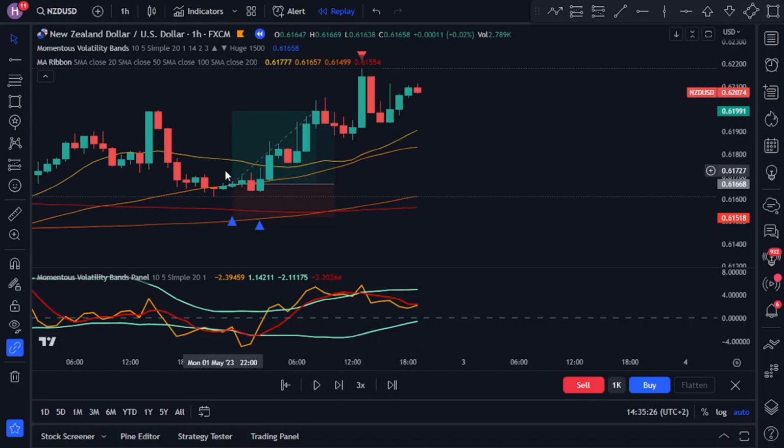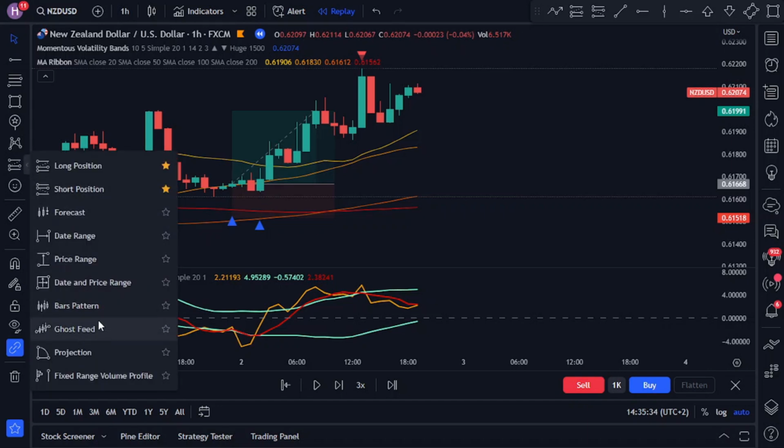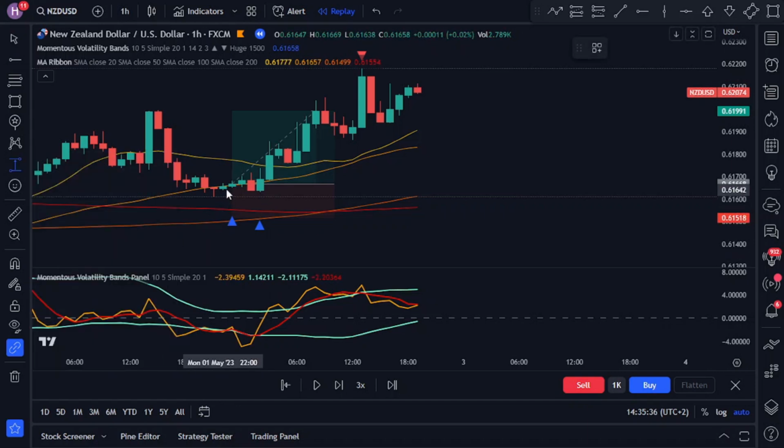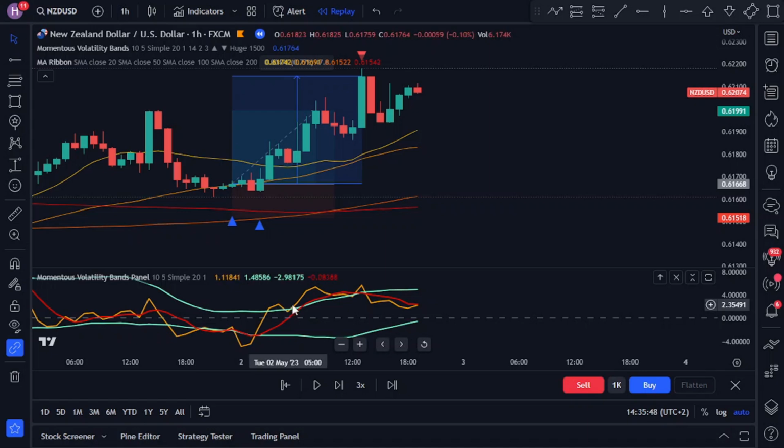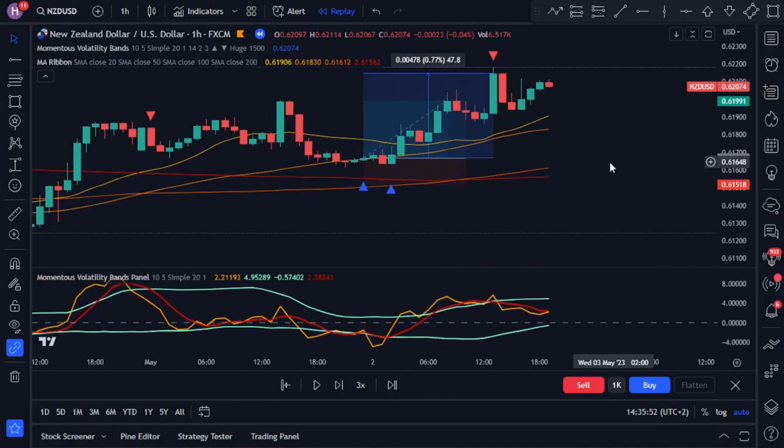So what exactly does the Momentous Volatility Bands do? It measures the momentum of price and creates volatility bands based on the deviation of the momentum squared average. This clever technique helps predict trend reversals and additionally draws the moving average of the momentum and identifies entry and exit points when it interacts with the moving average and volatility bands.